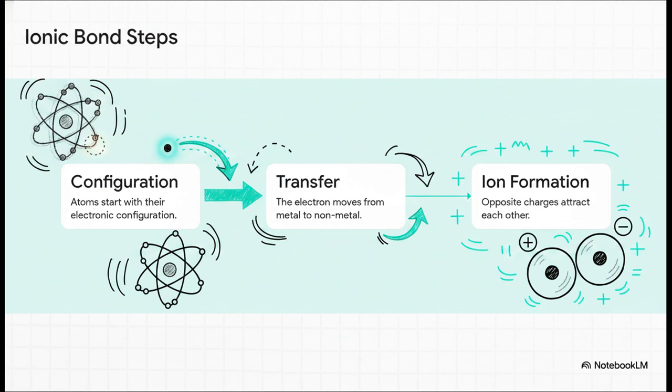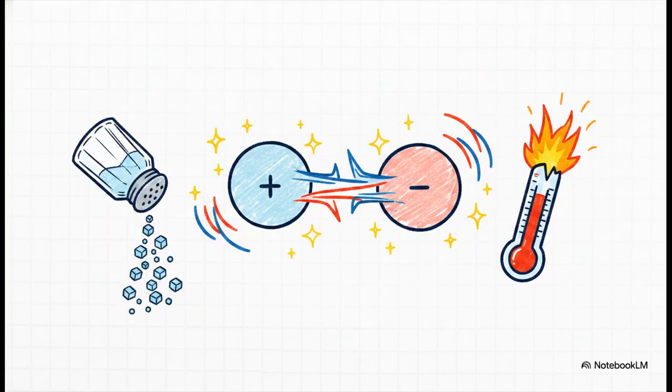which naturally leads us to step 3, ion formation. And this resulting ion formation creates a massive electrostatic attraction. Think about it. Because sodium lost a negatively charged electron, it becomes a positive ion. Because chlorine gained one, it becomes a negative ion. And as we all know, opposite charges attract.